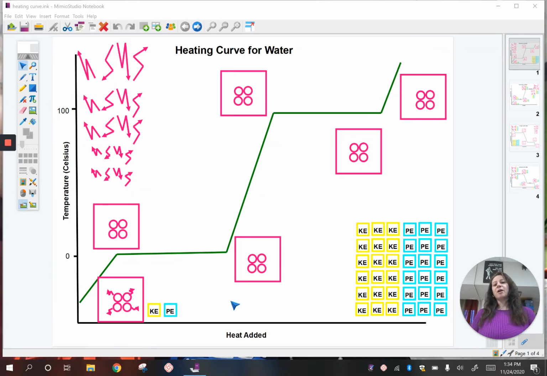Today we're going to talk about heating and cooling curves for water. A heating curve or a cooling curve is where you show the temperature in Celsius on the y-axis, and you show either heat added or heat removed, or time, or something like that. I know that you talked about this in physical science. Some of you might have even done an experiment where you took some really cold ice, started heating it slowly, and saw what happens in terms of temperature.